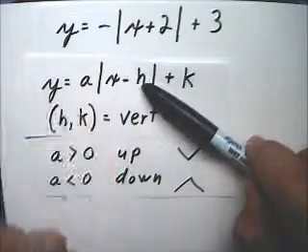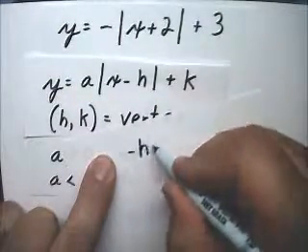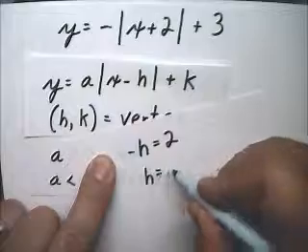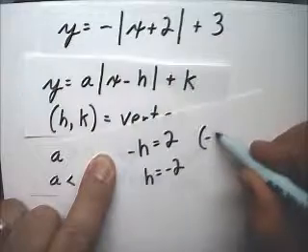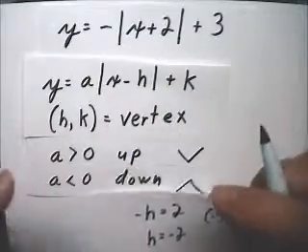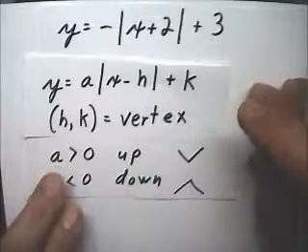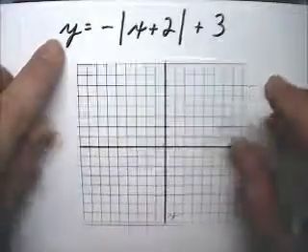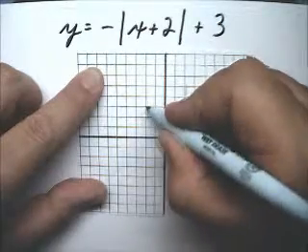So what I'm saying is, according to this form, what we have is minus h is equal to 2 in our example. So that means h is equal to negative 2. So the vertex that we have is negative 2 comma 3. Okay. And once we have that, it really makes graphing the whole thing much simpler. So we figured out that the vertex is negative 2 comma 3.